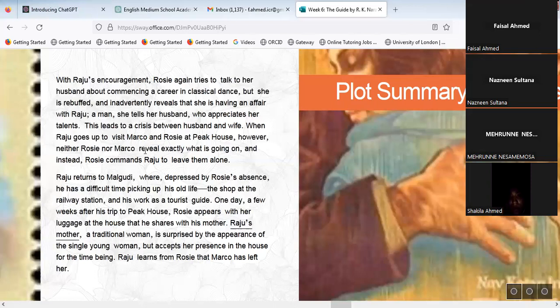And Raju goes up to visit Marco and Rosie at Peak House. However, neither Rosie nor Marco reveal exactly what is going on. And instead, Rosie commands Raju to leave them alone. Raju returns to Malgudi, where, depressed by Rosie's absence, he has a difficult time picking up his whole life, the shop at the railway station, and his work as a tourist guide. One day, a few weeks after his trip to Peak House, Rosie appears with her luggage at the house that he shares with his mother.